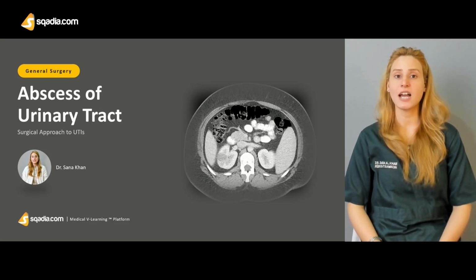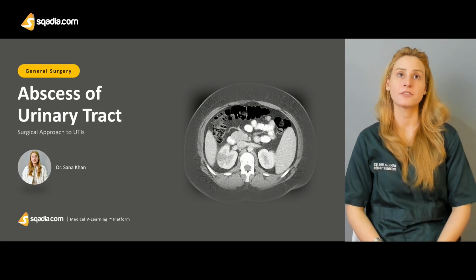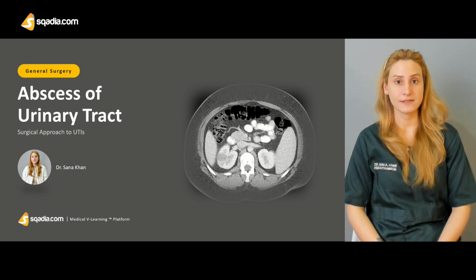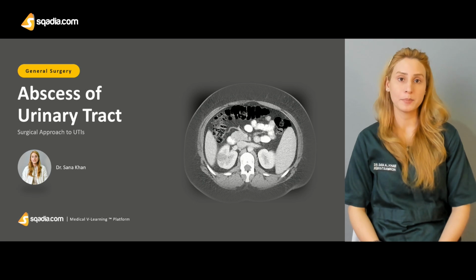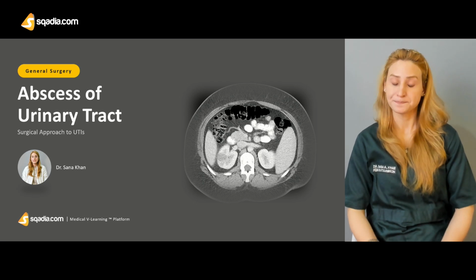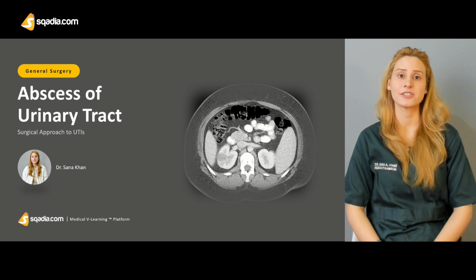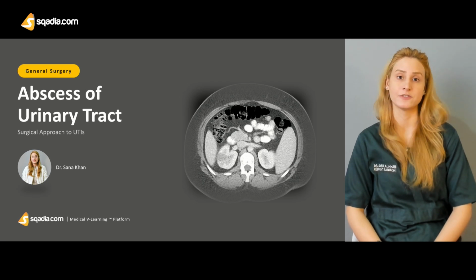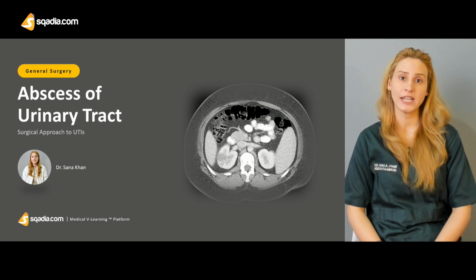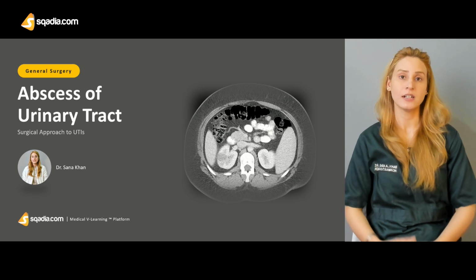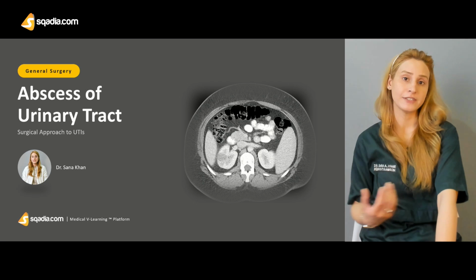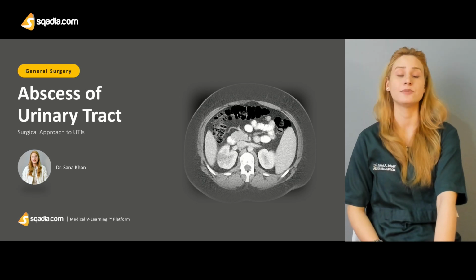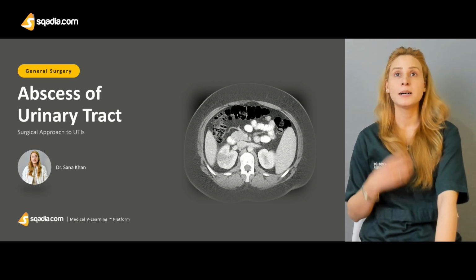Abscess of the urinary tract is obviously not very common, but it's a complicated UTI, right? So you need to pick up these abscesses earlier, because the patient will have a very high grade fever, and he would be very much tender in the region, maybe in the back or maybe in the flanks. The heart rate would be very high, and the patient may present to you in septic shock.